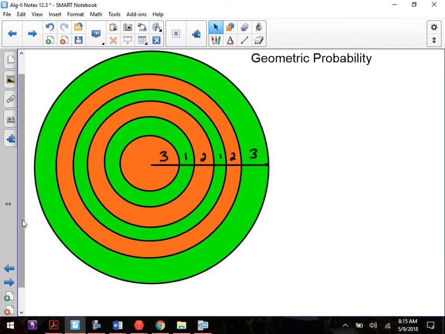Hey, find the probability of landing in the orange. Reddish. Right. You figure that out.